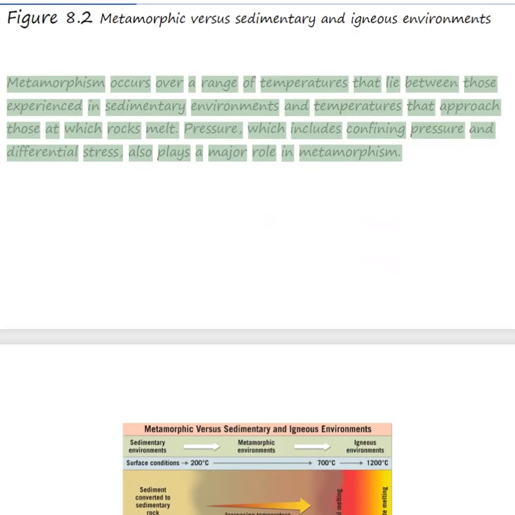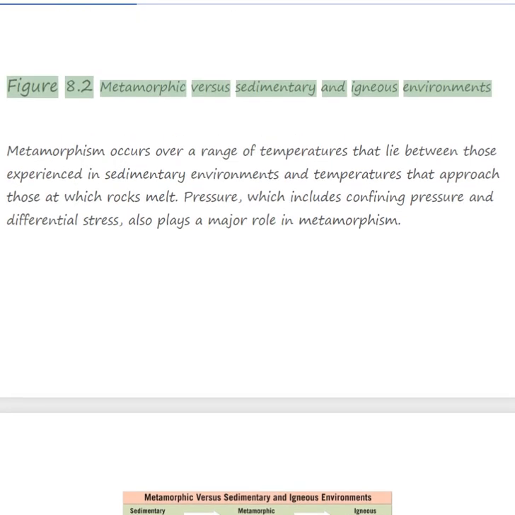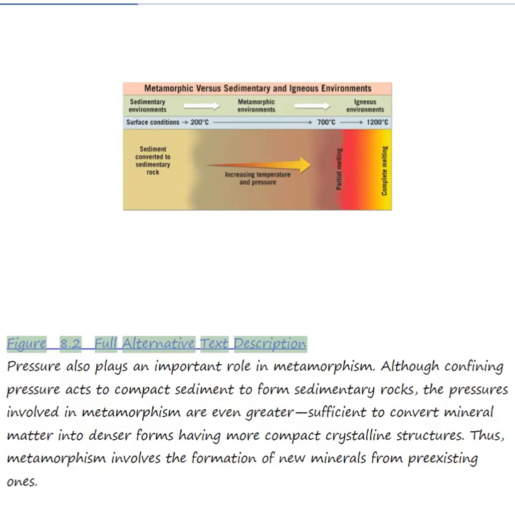Metamorphism occurs over a range of temperatures that lie between those experienced in sedimentary environments and temperatures that approach those at which rocks melt. Pressure, which includes confining pressure and differential stress, also plays a major role in metamorphism. Figure 8.2 Metamorphic versus sedimentary and igneous environments. Figure 8.2 Full alternative text description.